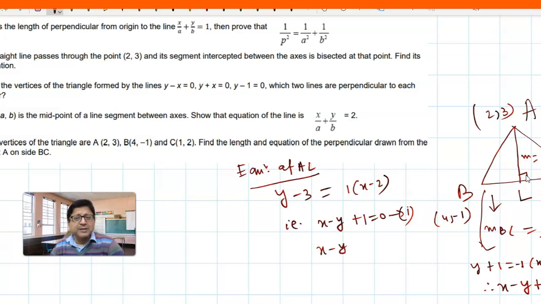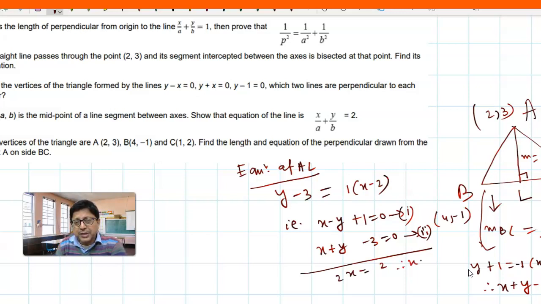But there is a problem here. The equation of AL and BC, how can they be the same? No, they are not the same. It is x plus y minus 3 equal to 0. I was wrong in this calculation. So this you put here, x plus y minus 3 equal to 0, number 2. You solve these two and you will get the value of L. 2x is 2, so x is 1 and y is 2. So the L coordinate you got is (1, 2). Foot of the perpendicular you got.